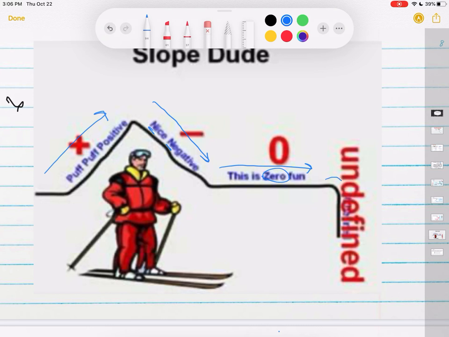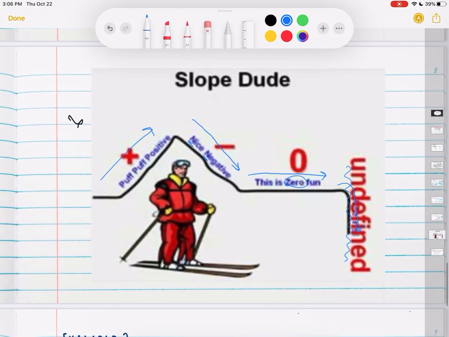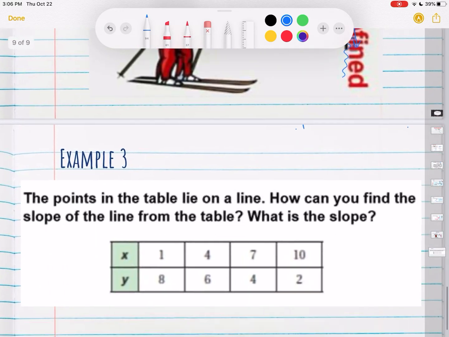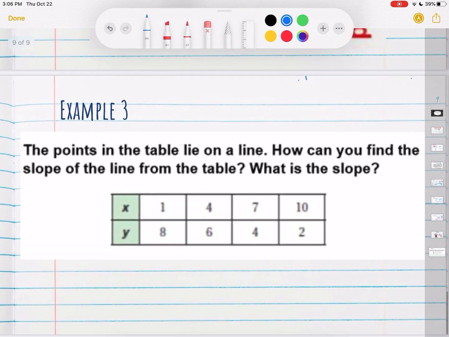And if you go on a slope that's vertical, you're going straight downhill, you're probably going to crash to your death. It's undefined. It's scary. You hope it never actually exists. Undefined slope. So that's a little comic to help you remember slopes. We're just going to end with one last example.